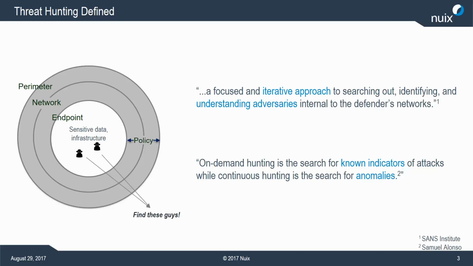Another good perspective that I found is from a guy named Samuel Alonso. He's a cybersecurity analyst at KPMG, and he's blogged on this and put some really great blog posts together. He brings in two categories of threat hunting, one for known indicators and one for anomalies. And we'll talk more about both of those and how we can detect the known stuff versus anomalous behavior on the network.